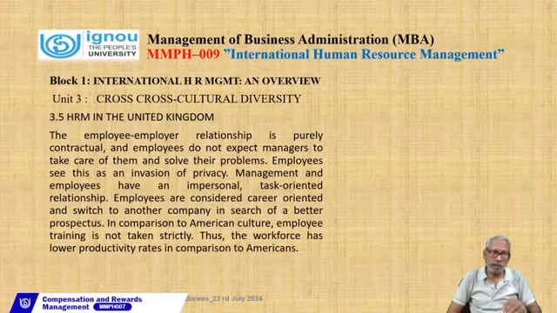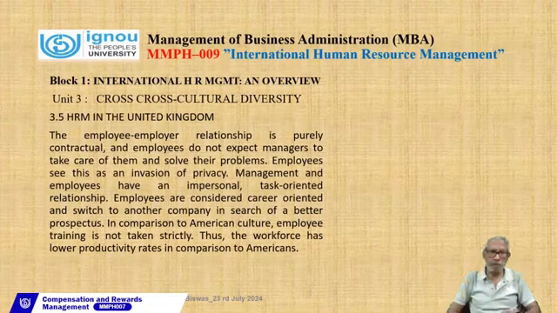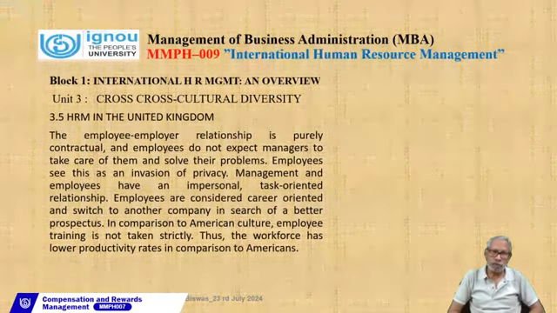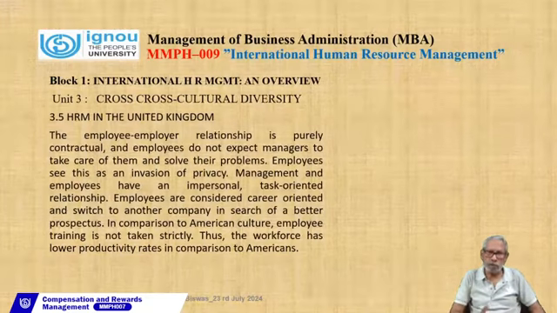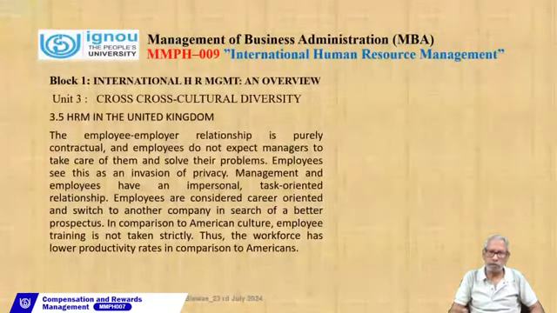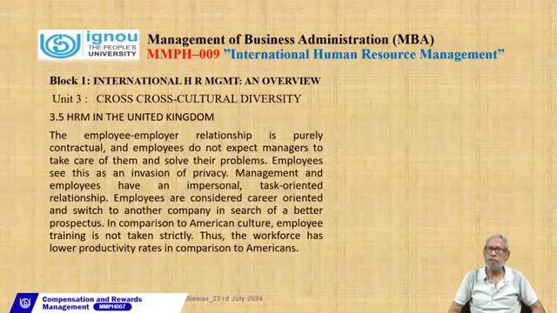So employees see this as an invasion of privacy. So management and the employees have an impersonal, task-oriented relationship. Employees are considered career-oriented and switch to another company in search of better prospects. So most of the cases in the UK are changing their jobs. Maybe 2 years, 3 years contractually, then after that a re-agreement will be there if they feel okay about that person. Otherwise, they can terminate the contract and you can go elsewhere.